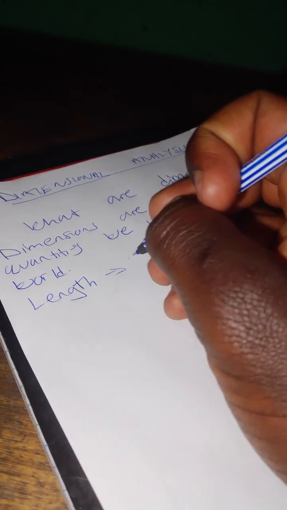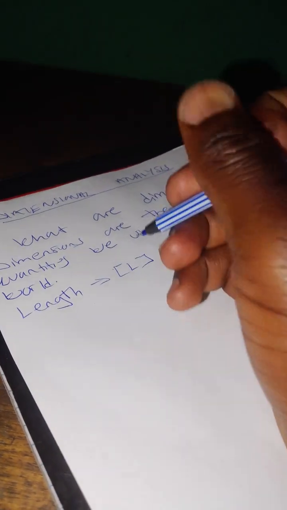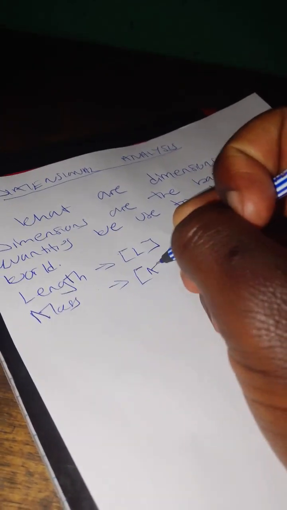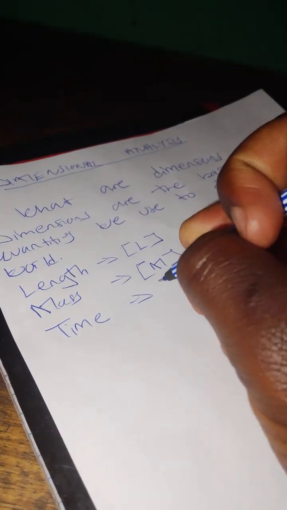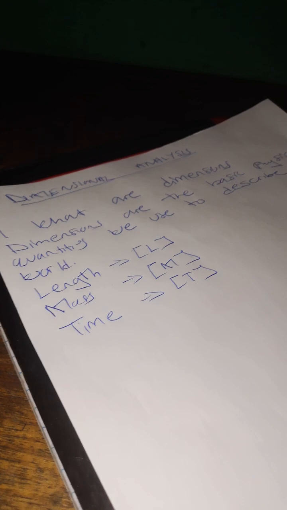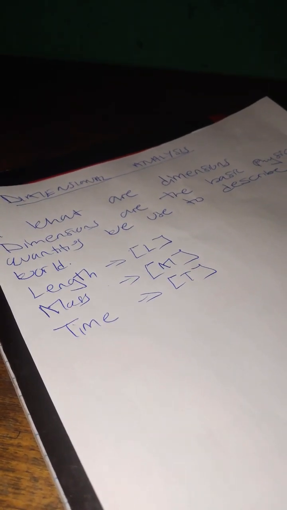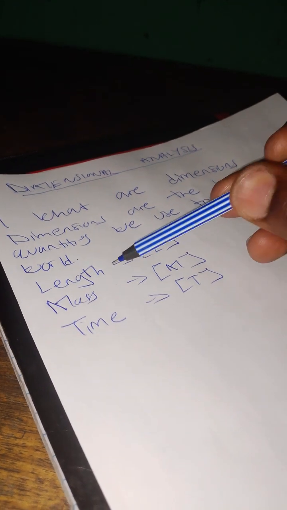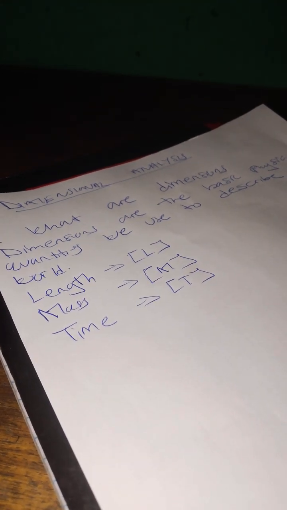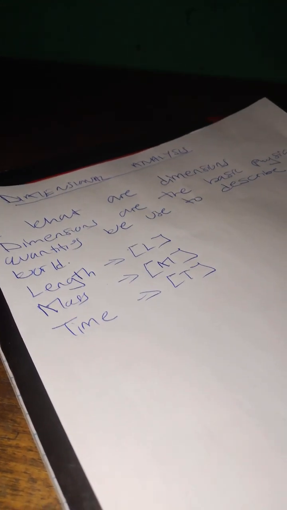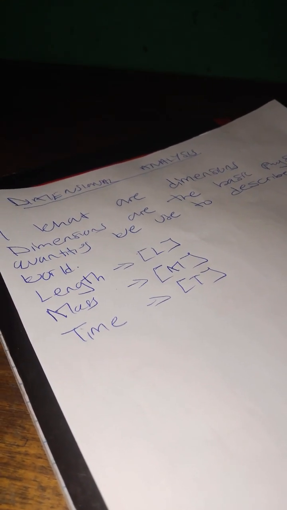The dimension for length, starting today, you're going to be using this letter L. The dimension for mass, you're going to be using capital letter M. Time, you're going to be using capital letter T. Most of the equations use these three things: length, mass, time. From these three, we can express most physical quantities. That expression is what we call the dimensional formula.